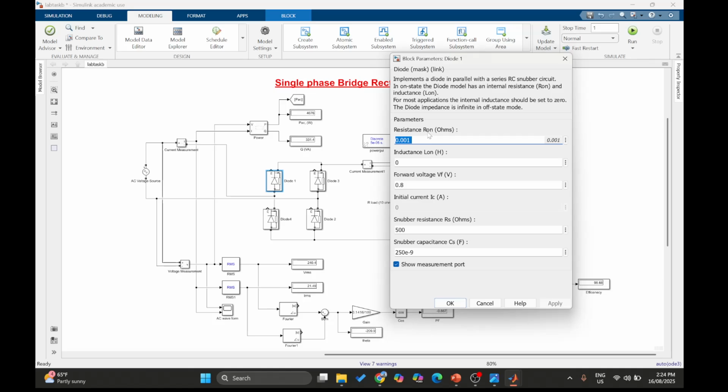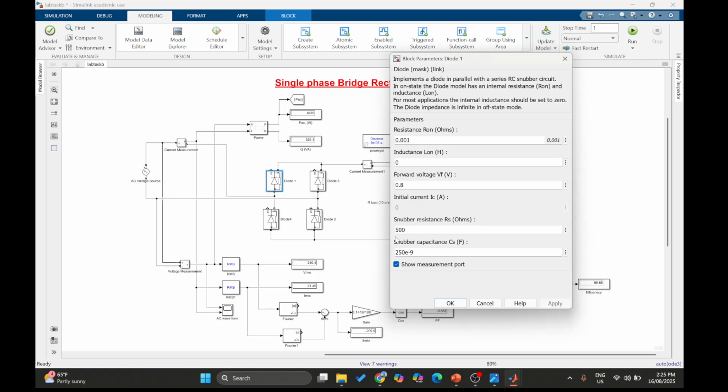Resistance of the diode, R1. R1 is when the diode is conducting, the resistance of the diode is 0.01 ohms, which is pretty low, and it says that the conductivity of the diode is pretty good, and inductance is 0. Then the diode's forward voltage is 0.8 and initial current 0.